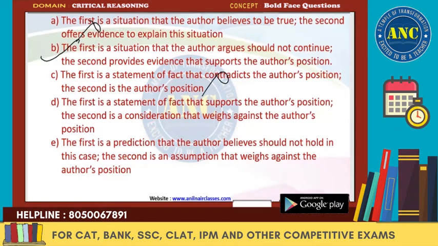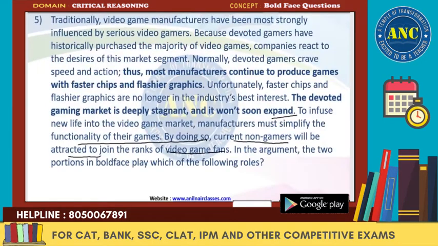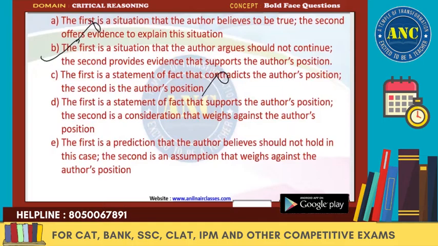Option D. The first is a statement of fact that supports the author's position. Second, a consideration that weighs against the author's position. Now, the first is a statement of fact, right? And that contradicts the author's position. And the second provides evidence to support the author's position.